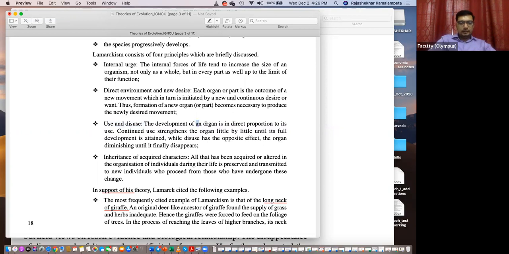The development of an organ is in direct proportion to its use. Meaning if you use it more, it will get strengthened. So continued use strengthens the organ little by little until it is fully developed. It is like you have so much capacity and ability, but they don't grow unless you put emphasis on it. It's like a workout. You do more workout, your body will grow into the structure that your body capacity allows. But if people don't work out, it will stay as it is. You need to emphasize something on it. This is the type of example he took as well. If you keep using that, that part will get strengthened.